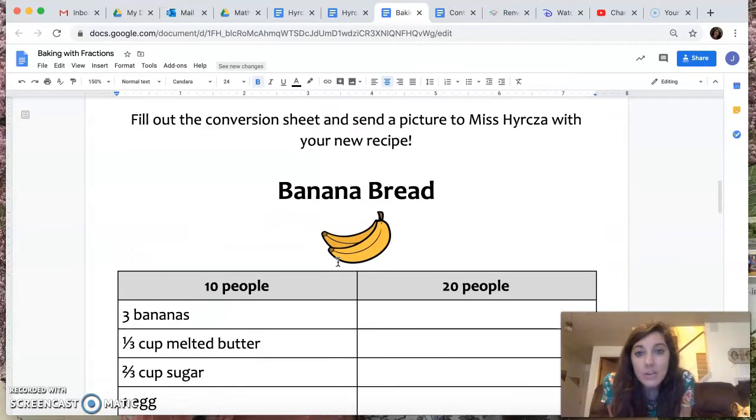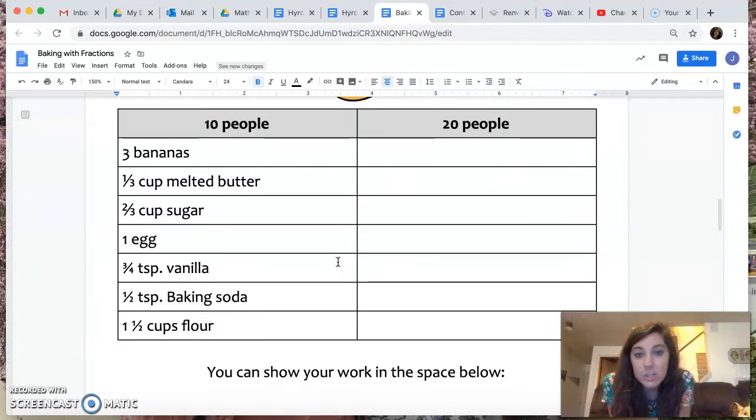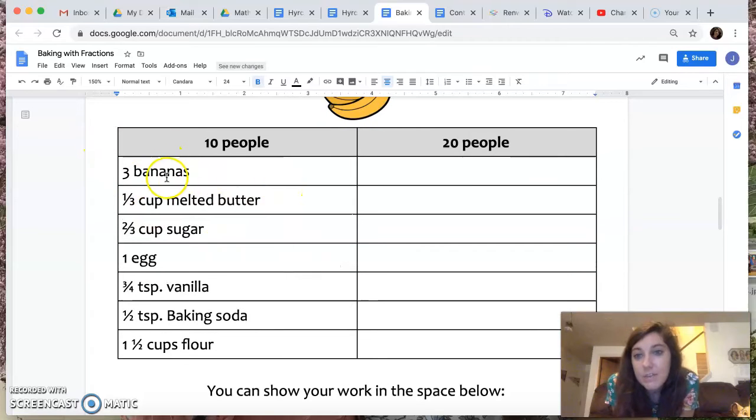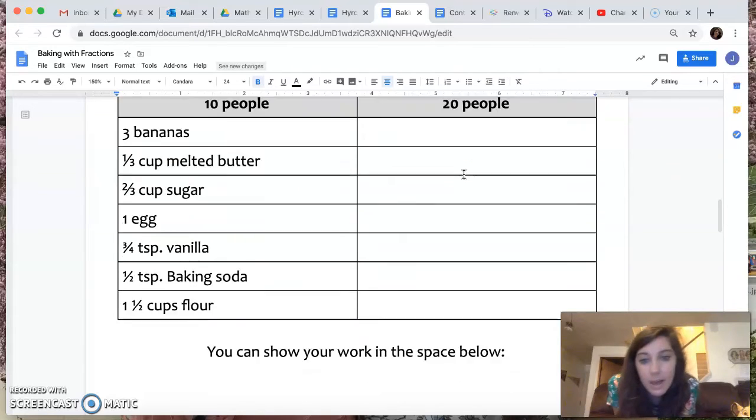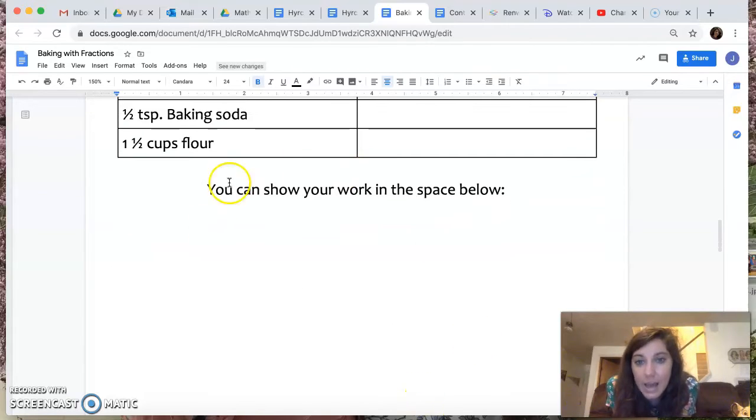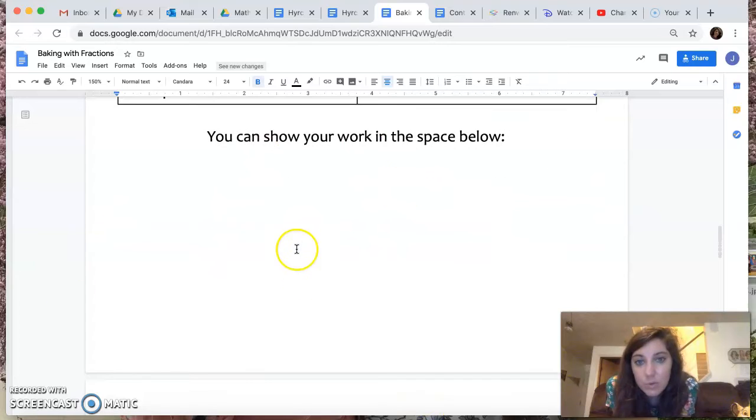When you are done, you come down here and fill out this conversion sheet. So here I give you how much each ingredient calls for 10 people, and you have to convert it for 20 people. So 3 bananas, as we said, would be 6 bananas, okay? And if you need to add or do anything like that, you can show your work in the space below.